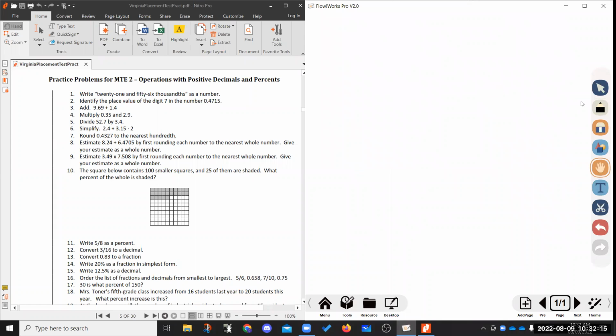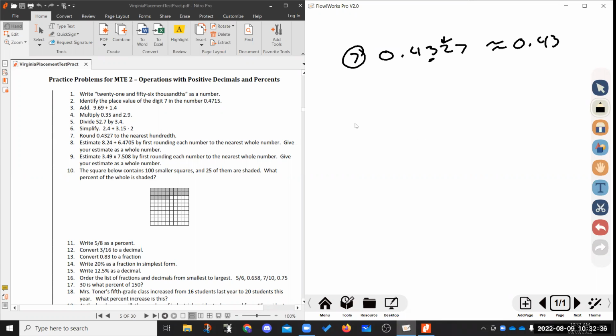On to problem number 7. It asks us to round to the nearest hundredth. That's the hundredth place value. So we're going to look at the thousandths to tell us how to round. And we're going to say that this is about 43 hundredths.